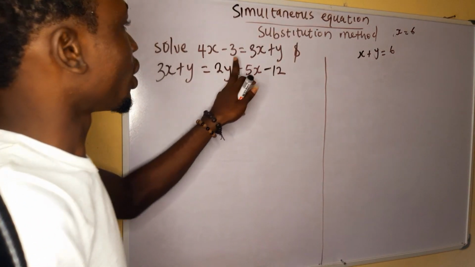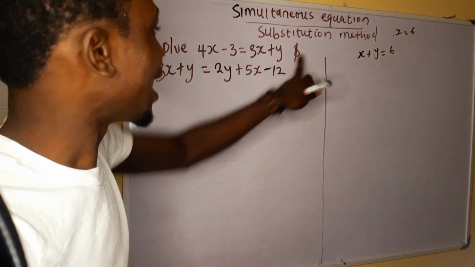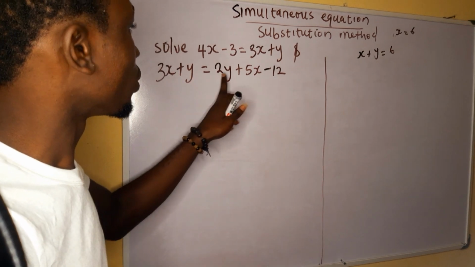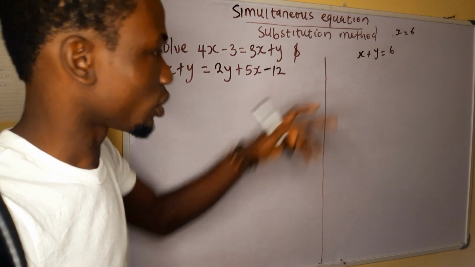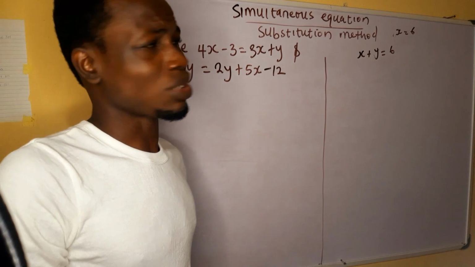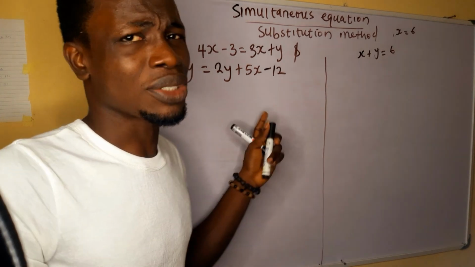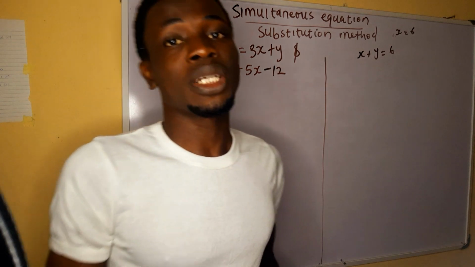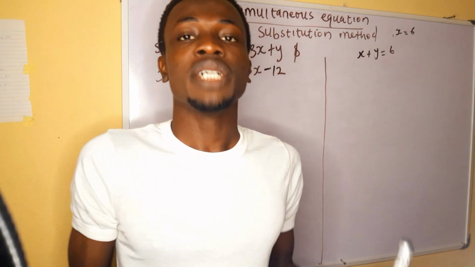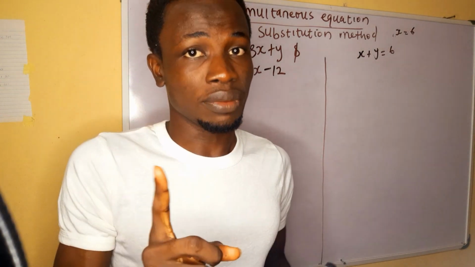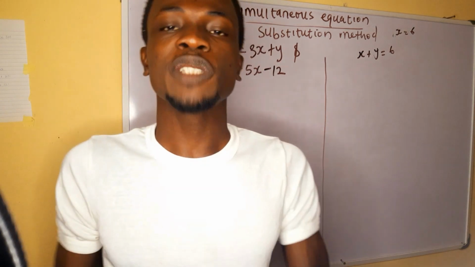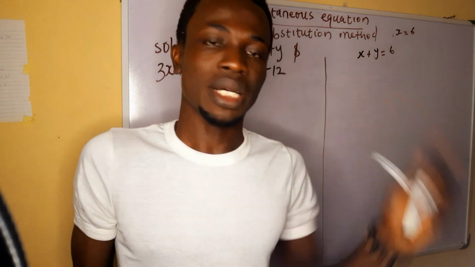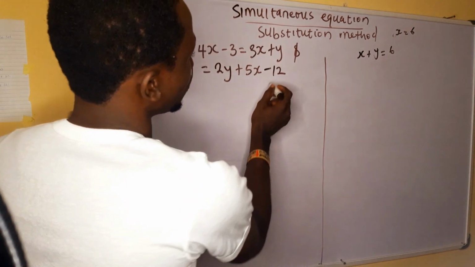We have that 4x minus 3 is equals to 3x plus y, and 3x plus y is equals to 2y plus 5x minus 12. Now, you might ask, what is this in a simultaneous equation? Because from the last one I did, it was just straightforward. Now, there are some simultaneous equations they will give you. You have to first of all rearrange and simplify it before you start solving, okay? And remember that we always push the constants over.